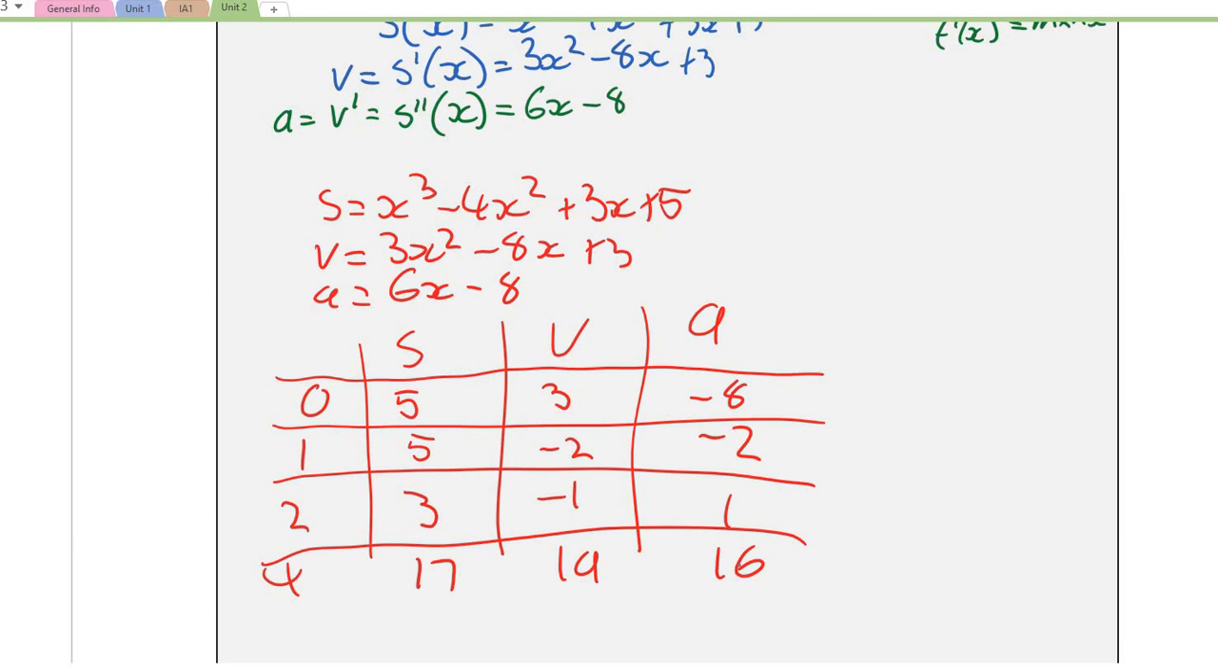How come this one has an x? The question: x cubed minus 4x squared plus 3.